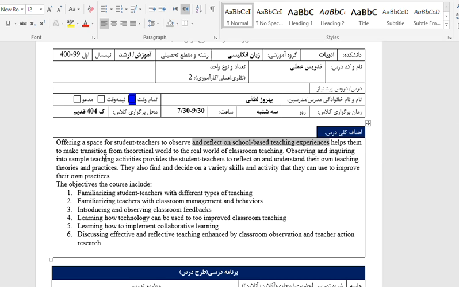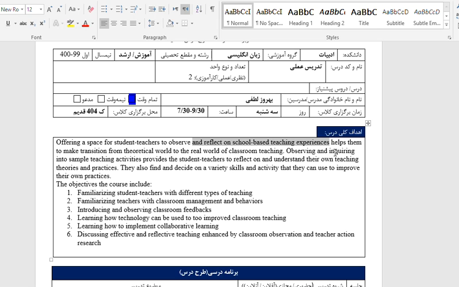Help them to make the transition from the theoretical world to the real world. So you may have something in your mind, and you may think something about something theoretically. Then you observe that in the real world of classroom teaching, actually used by those teachers, and also what you do in your own classes, or what you're going to do in your future teaching classes.